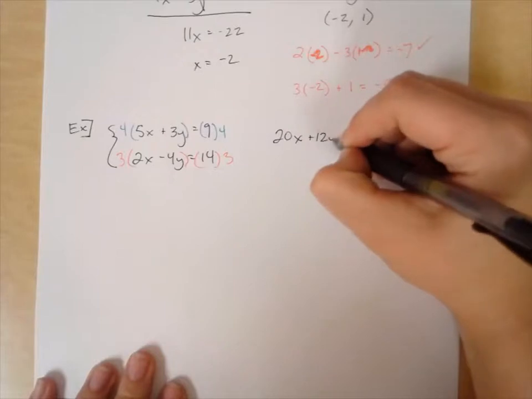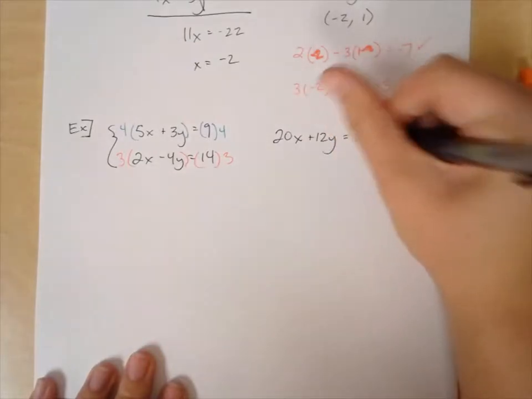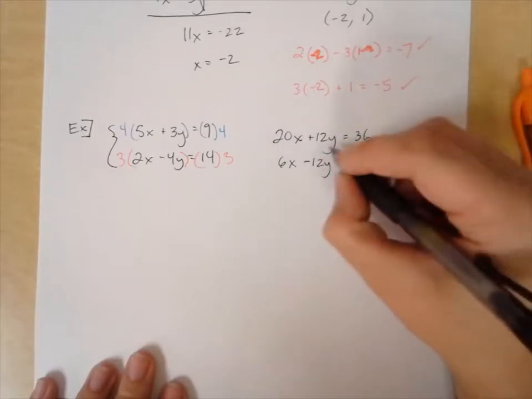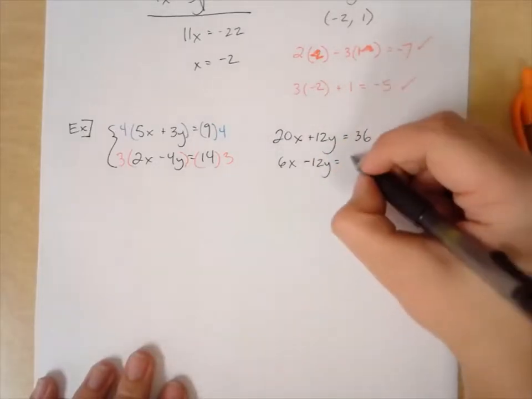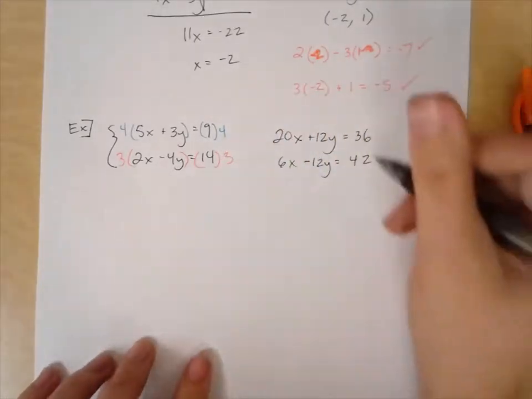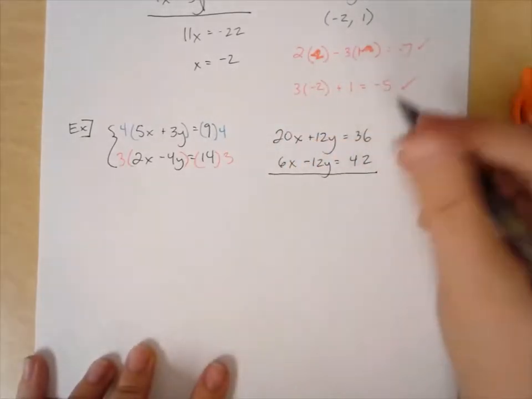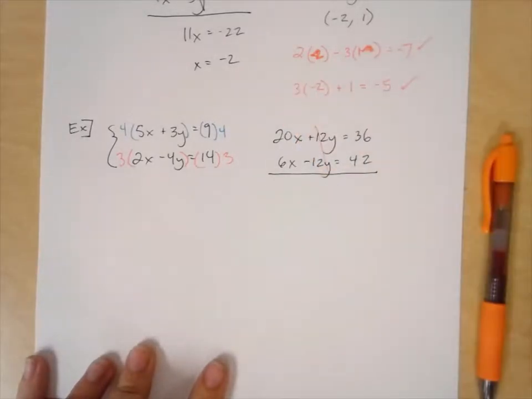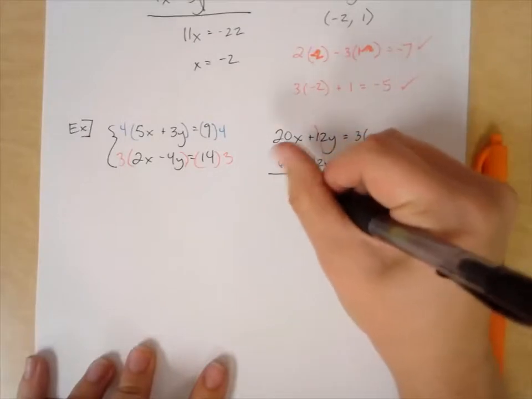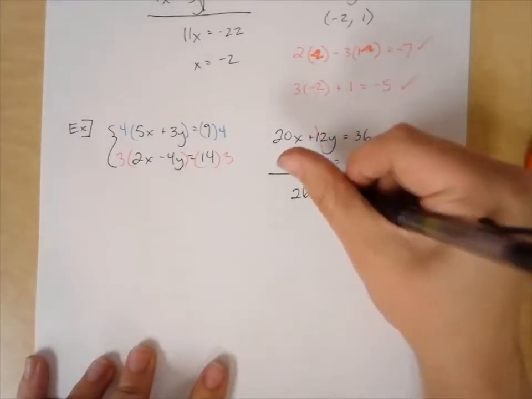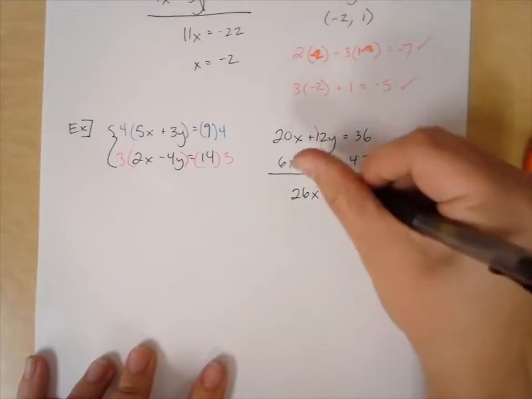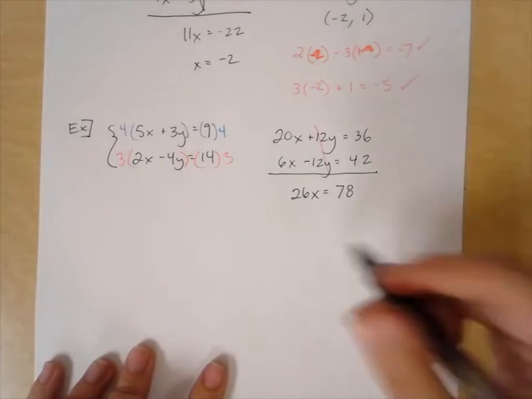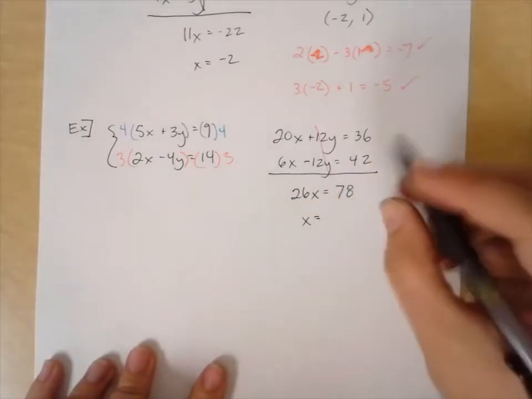20x plus 12y equals 36. 6x minus 12y equals, what do we got? 30 plus 12, 42. Okay. And now when I do some math, I see that my y's are going to cancel each other out. I'm going to add these x's and get 26x. I'm going to add 36 and 42, and I'm going to get 78. Now, when I divide both sides by 26, I get x equals 3.